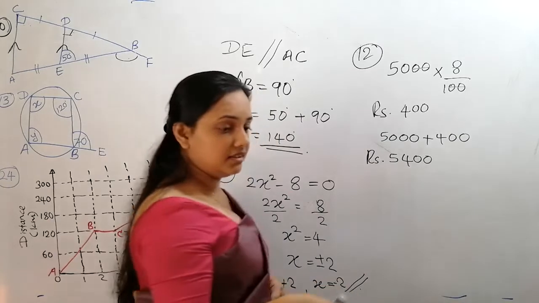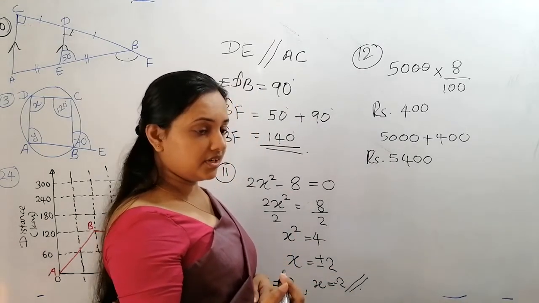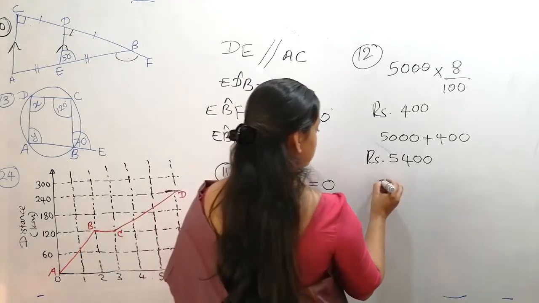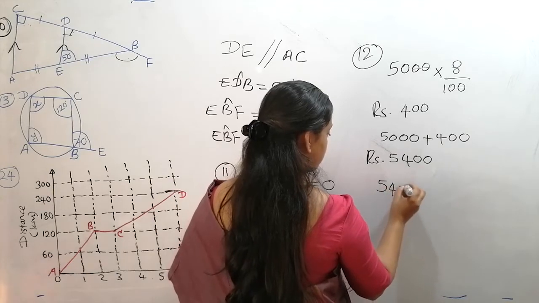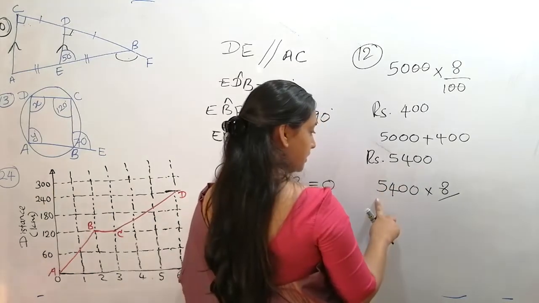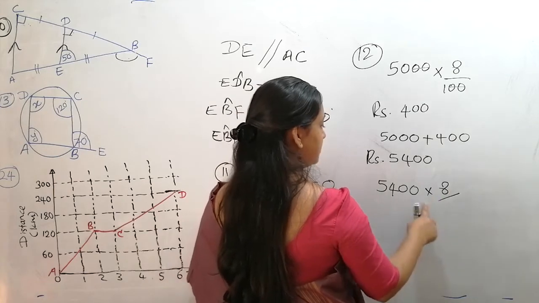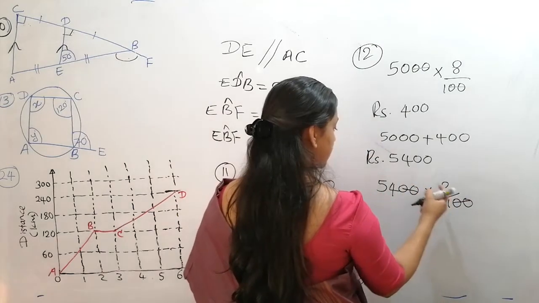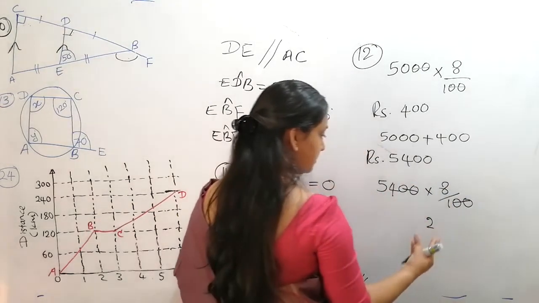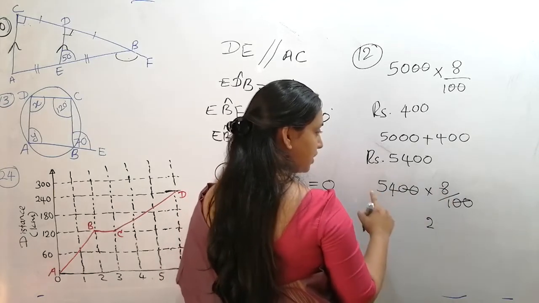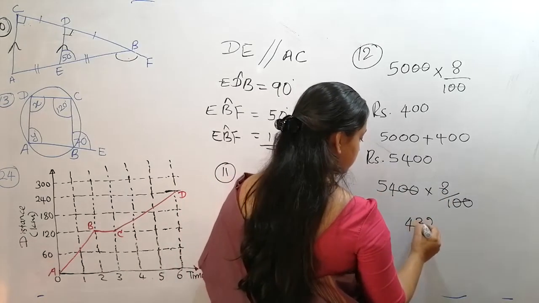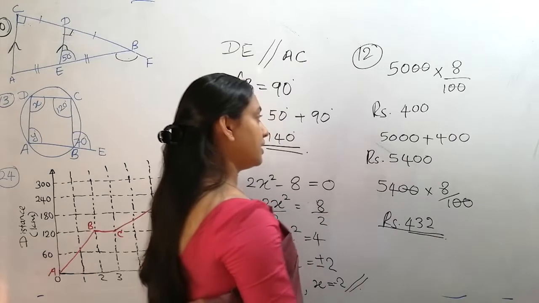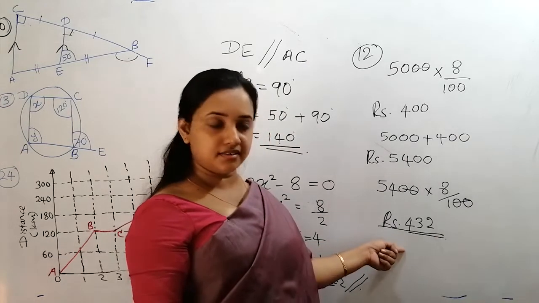Then we have to calculate the interest amount for the second year, at the end of the second year. At the beginning of the second year, the amount is 5,400. We have to pay interest, the 8% of this amount. 8 into 54 gives 432. So 432 has to be paid at the end of the second year as interest.